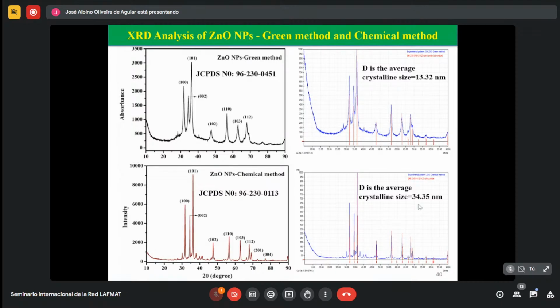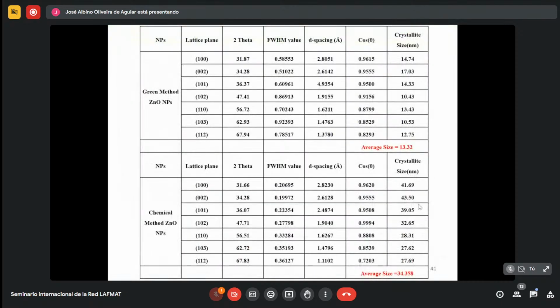Yeah, next. So this is the table of zinc oxide nanomaterial by chemical method and green method. For the green method, the average crystalline size calculated by the Debye-Scherrer equation is 13 nanometers. So this is the chemical method. For zinc oxide nanomaterial, the average crystalline size calculated by the Debye-Scherrer equation is D equal to 34 nanometers. These are the lattice planes and beta value, the full width at half maximum. For the green method, the full width increases, but for the chemical method it decreases. Yeah, next.